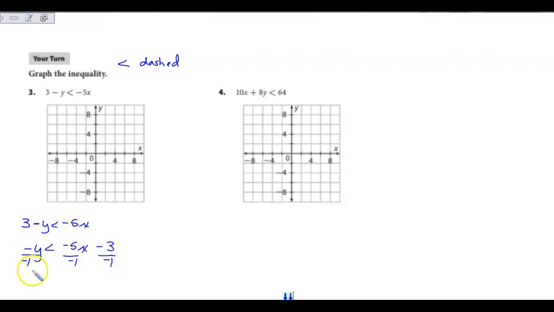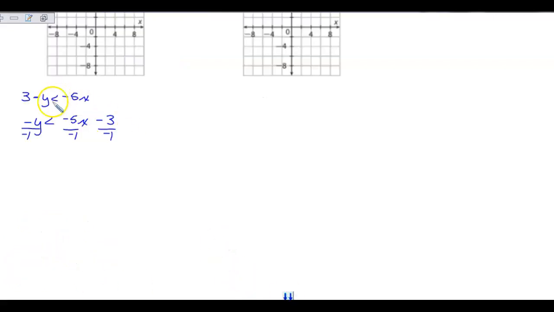And I want to be careful. I am dividing by a negative 1. And if you'll remember, when we multiply or divide by a negative, the inequality symbol is going to change. So it's going to be y is greater than negative 5 divided by negative 1 is positive 5, and negative 3 divided by negative 1 is positive 3. So this is what I'm going to graph.